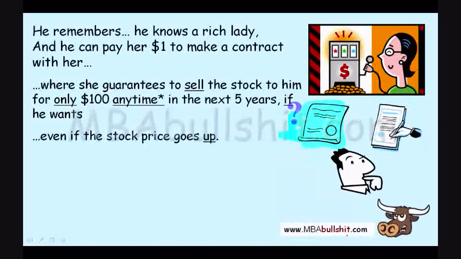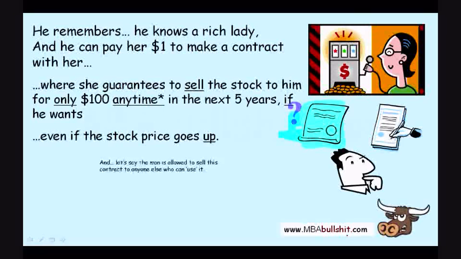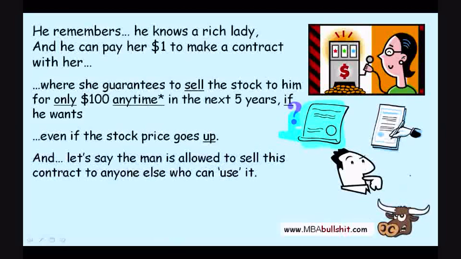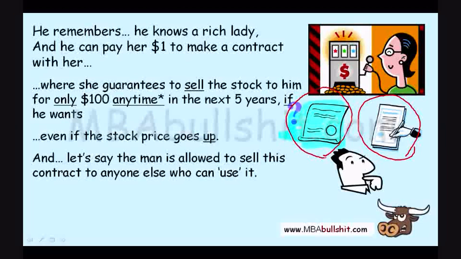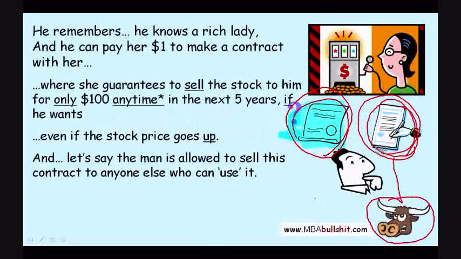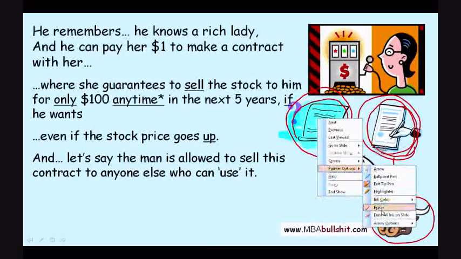And she guarantees that she will sell him the stock for only $100 even if the stock price goes up to like $200 or $300, whatever. And one more thing. Let's say that this man is allowed to sell this contract to somebody else who can use it. Maybe he changes his mind and he doesn't want to buy this stock anymore, and so he doesn't need this contract anymore. Maybe he can sell it to somebody else, like to me over here. So far so good.